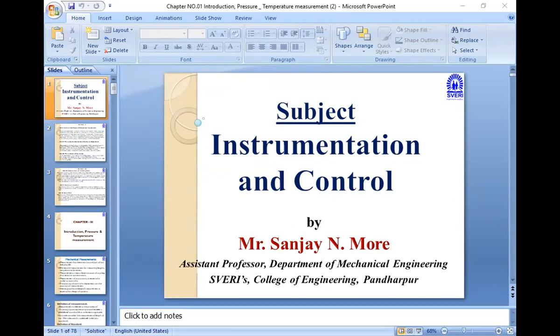I think the thermometer is completed. Also, the thermocouple is completed. So today we have started the RTD. RTD means resistance temperature detector. See, the range of this instrument is -200 degrees Celsius to 500 degrees Celsius.